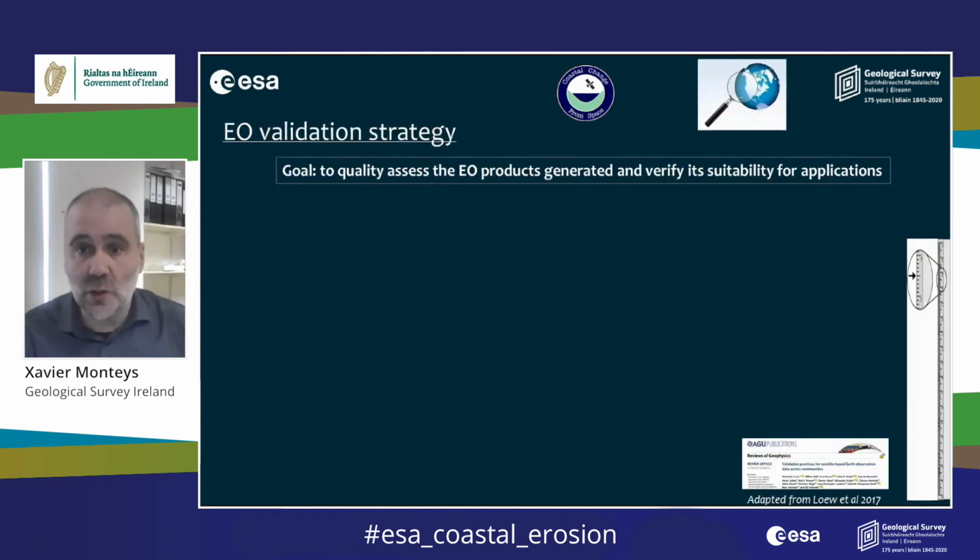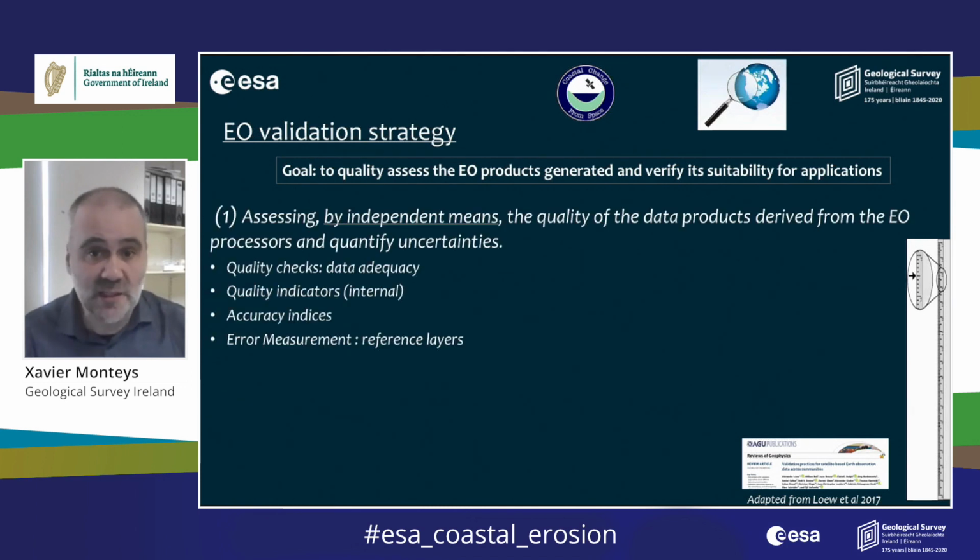In order to meet the overall goal to quality assess the Earth observation products generated, 2 key areas need to be addressed. The first part deals with the data quality and includes quality file checks to validate alignment with user specifications, intrinsic quality indicators, you will see more in the waterlines talk afterwards, accuracy indices, and error measurements on how close to the reference layers are the outputs. And the challenge here is to identify significant reference layers.